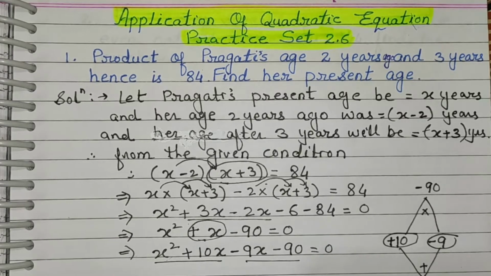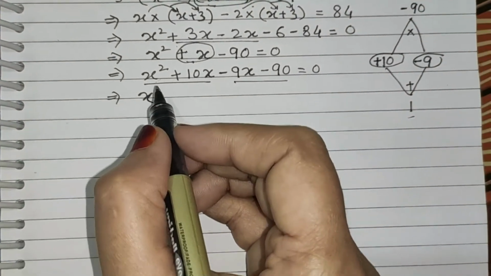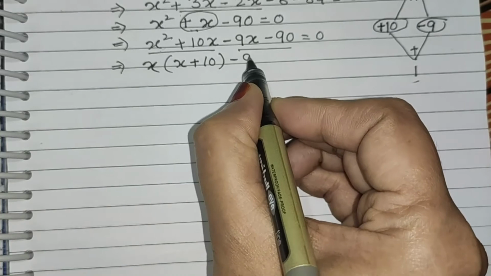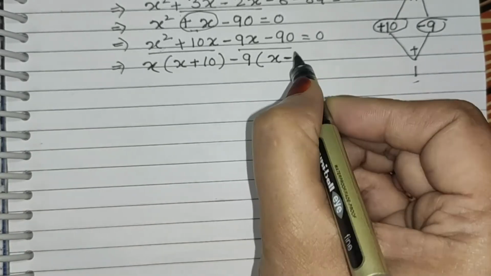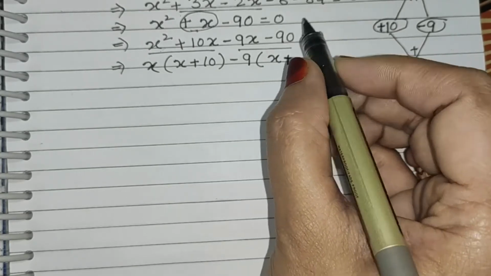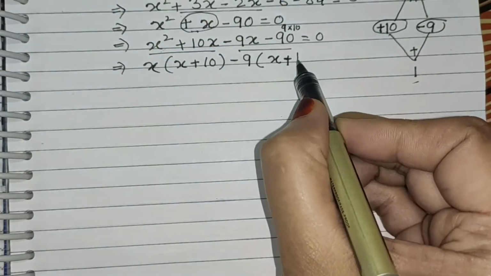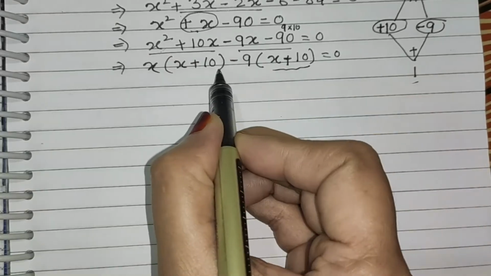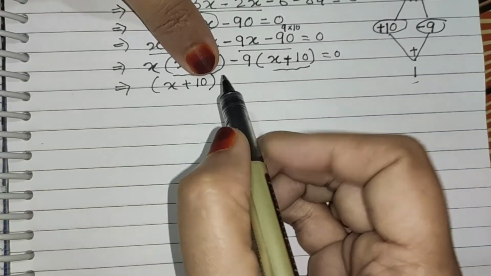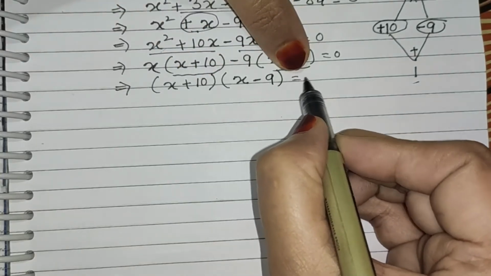Now making two groups, take out the common. x is common, and the remaining is x plus 10. Here minus 9 is common, and the remaining one is x plus 10. Negative is common, therefore positive sign here, as the factors of 90 are 9 into 10. Now the bracket x plus 10 is common, take it outside. Remaining in the second bracket is x minus 9 is equal to 0.